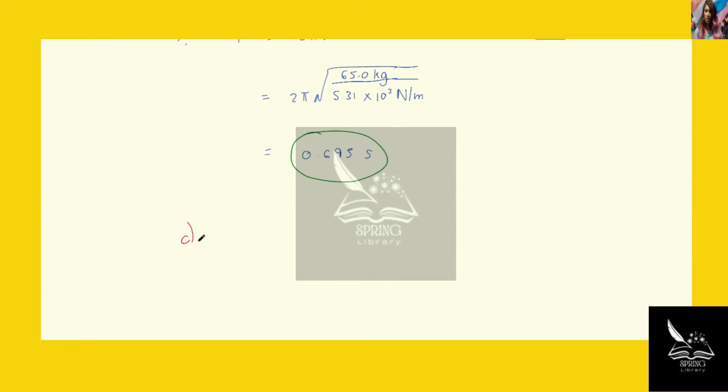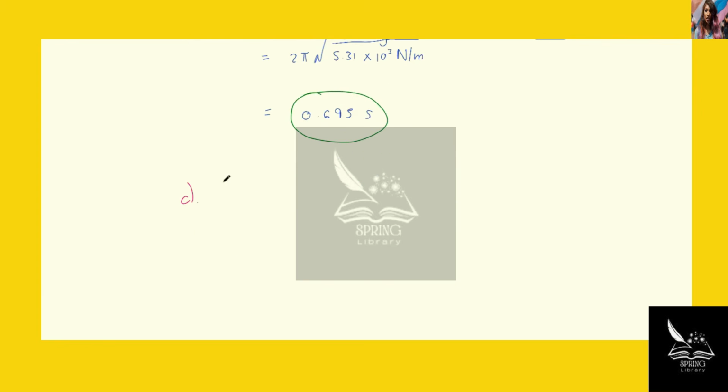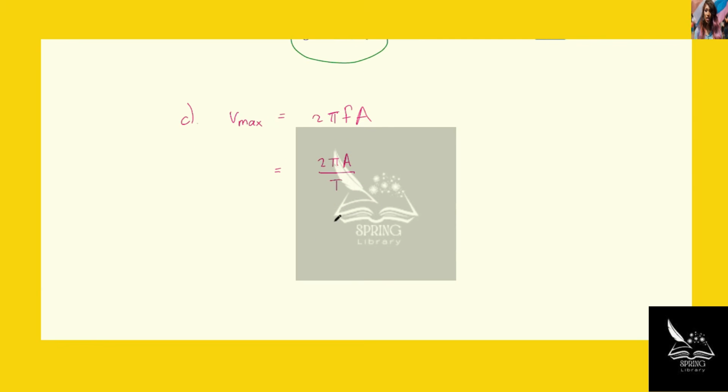Now, finally, we want to calculate the maximum speed that the fish will reach whilst oscillating. So v max, we know, is omega, the angular frequency, times the amplitude A, which is 2 pi f times A. And this is simply 2 pi times A over the period T, since the frequency is 1 over the period. Again, we have these values, so we can calculate this maximum speed.